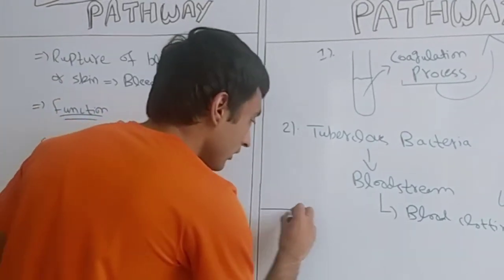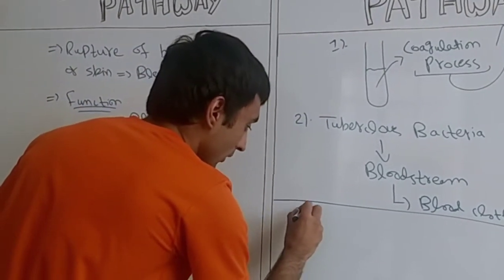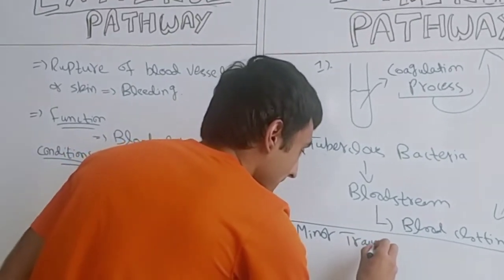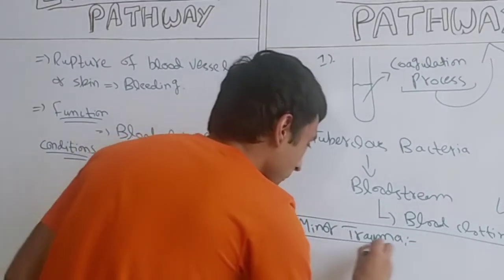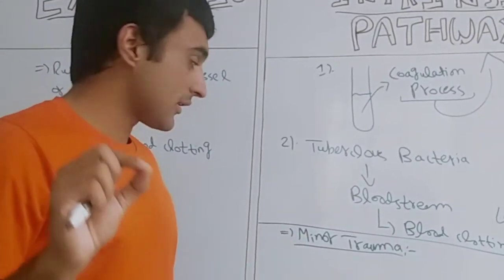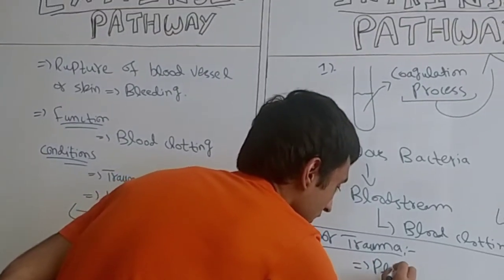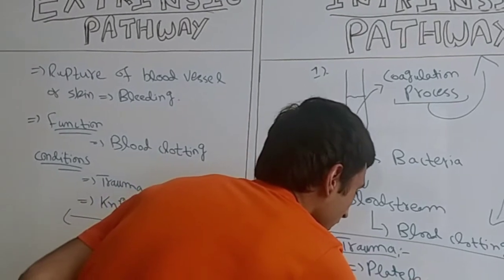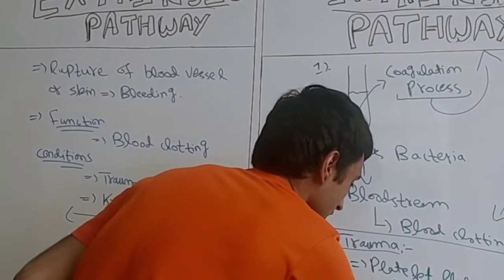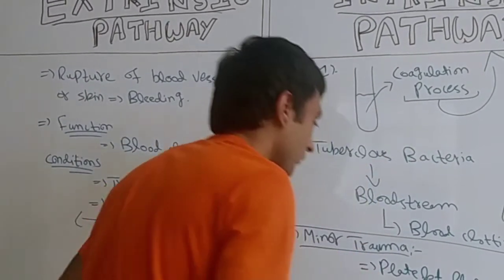Now talking about what happens during minor trauma. We should keep this important point in mind: during minor trauma, the platelet plug is formed. You must remember this point, that during minor trauma, platelet plug formation takes place in order to stop the body from suffering from blood loss.